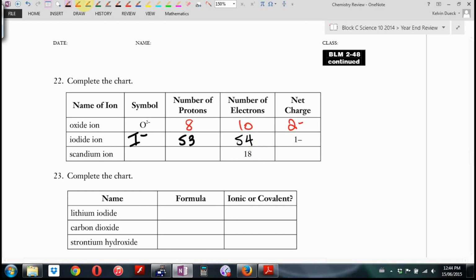Scandium. Ion. Okay, I recall scandium was Sc. What's scandium's ion charge? Sorry? 3 plus? How many protons? What's scandium's atomic number? Sorry? 21? How many electrons? Normally 21, but it's become 3 more positive, which means it's lost 3 electrons. Its net charge is 3 plus.